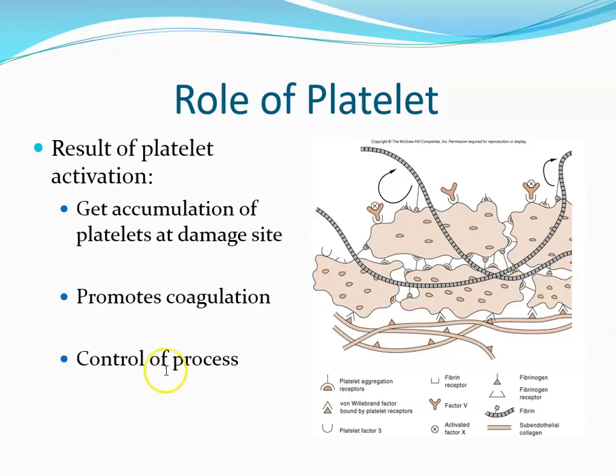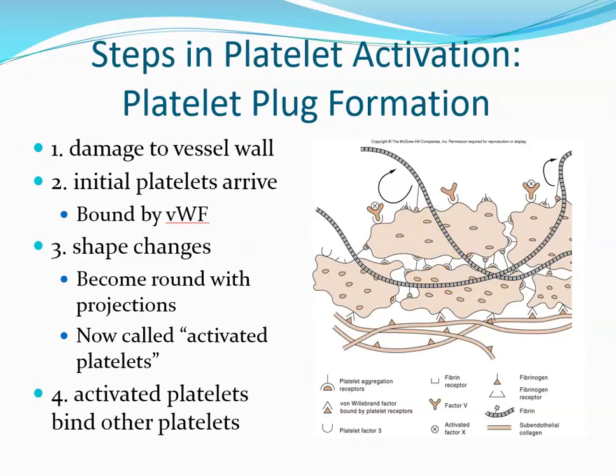Once platelets are activated, we will see this accumulation of more platelets at the site of damage. This promotes coagulation, or the formation of a clot. Also, this entire process, as it continues, will be controlled. And we're going to look at how this all happens. All right, the steps in platelet activation. There are 4 steps involved in activating platelets.